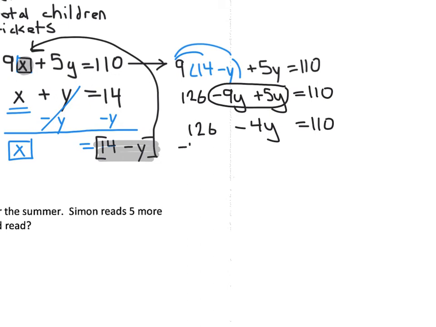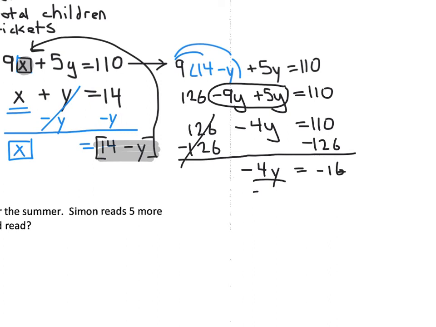Next, we'll subtract 126 from each side. 126 minus itself is 0, cross it out, and we're left with negative 4y equals 110 minus 126, which is negative 16. Our last step is to divide each side by the number that's being multiplied by y. Negative 4 divided by itself is 1, and negative 16 divided by negative 4 is positive 4.